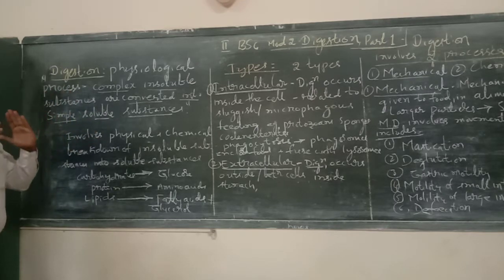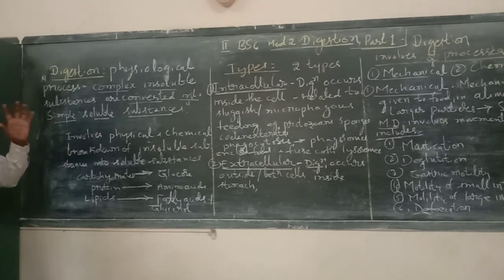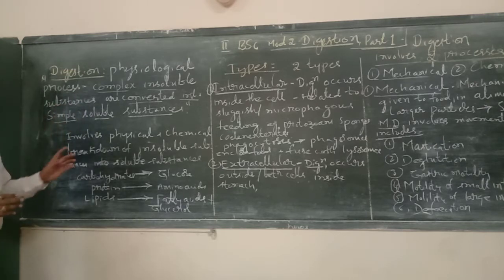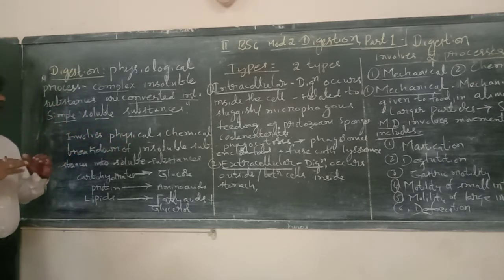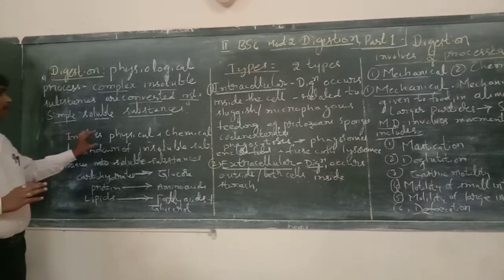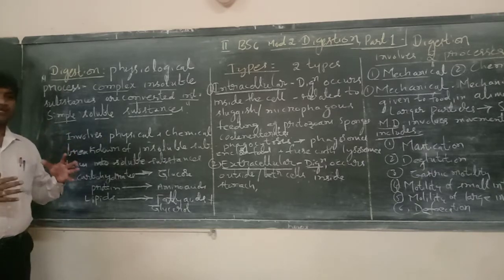So the process of conversion of complex insoluble substances: earlier the food is in complex and insoluble form, and it is converted into simple as well as absorbable form. That process is called digestion. Digestion involves the physical and chemical breaking down of insoluble substances into simple soluble substances.